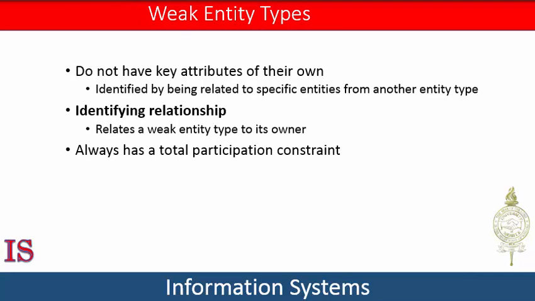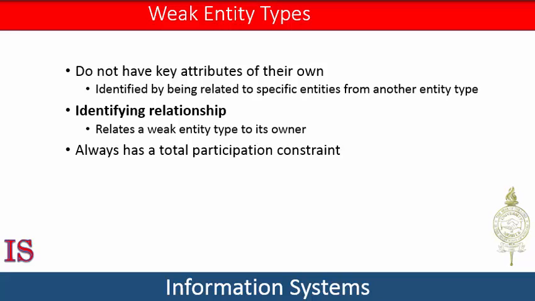Entity types that do not have key attributes of their own are called weak entity types. In contrast, regular entity types that do have a key attribute are called strong entity types. Entities belonging to a weak entity type are identified by being related to specific entities from another entity type in combination with one of their attribute values. We call this other entity type the identifying or owner entity type.